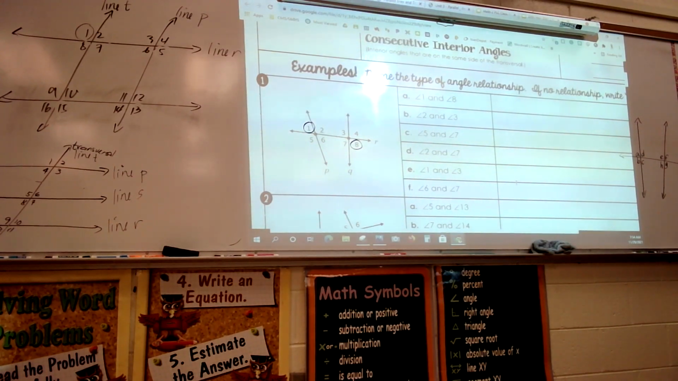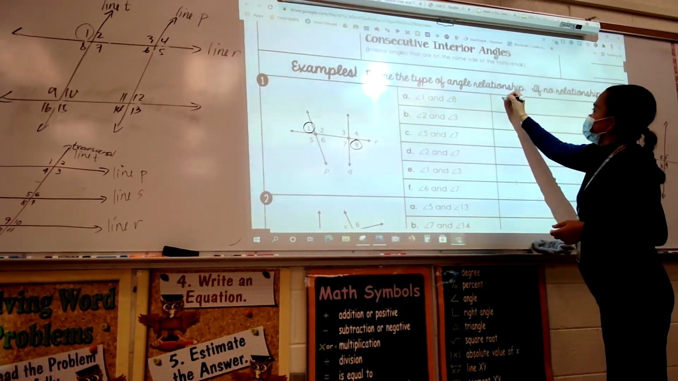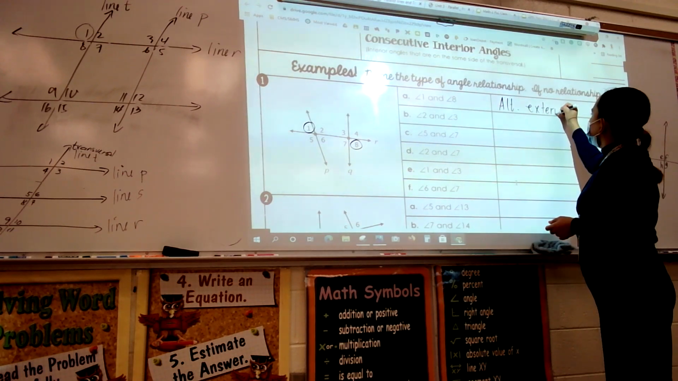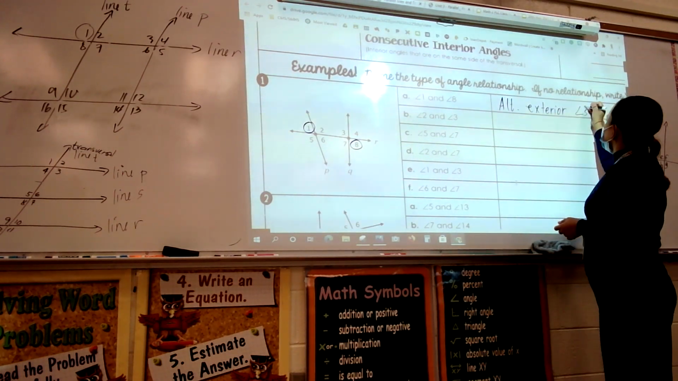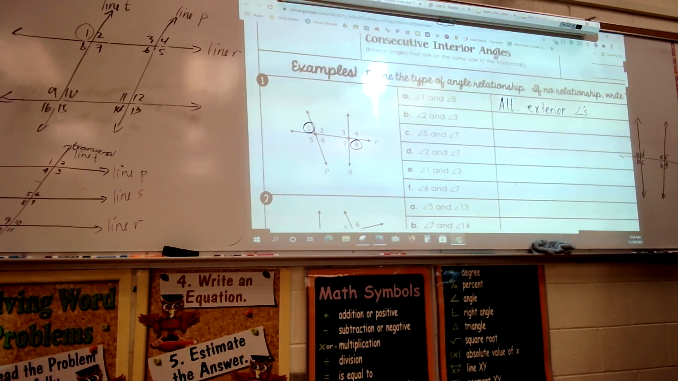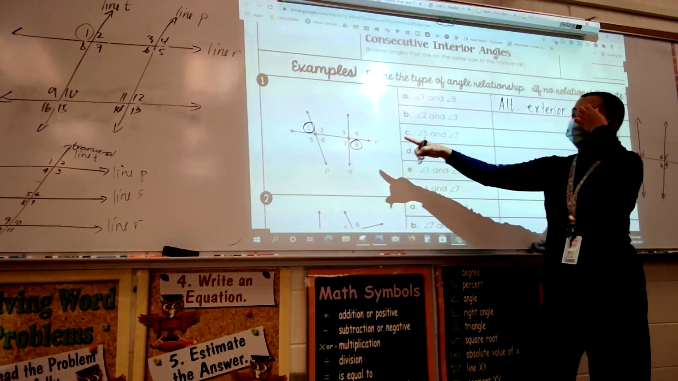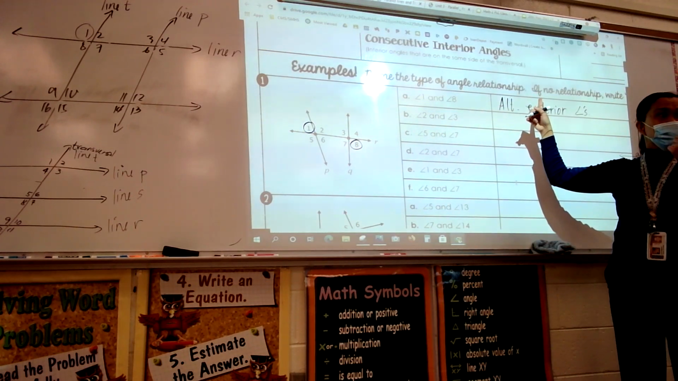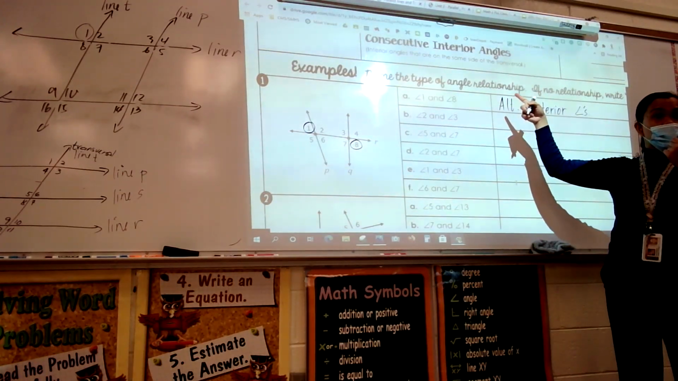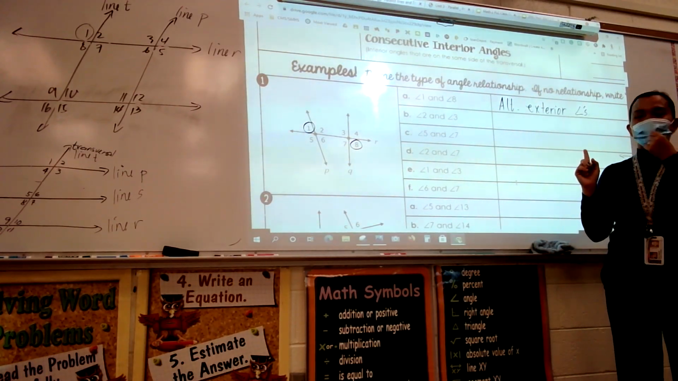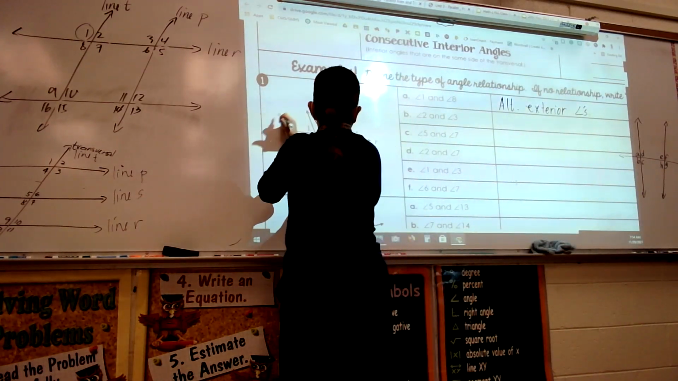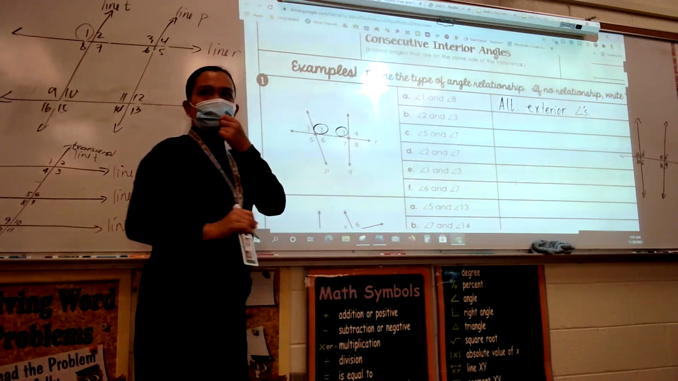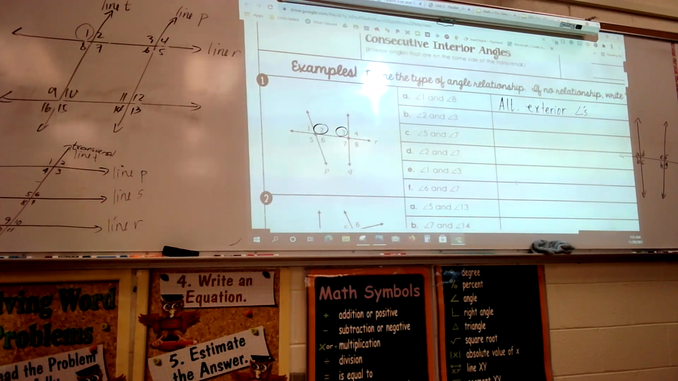Alternate exterior. Very good. Look at that. Again, angle 1 and angle 8. Agree? Do you agree? Alternate exterior, right? Okay. Marcus, what about angle 2 and angle 3? What is that? Angle interior.